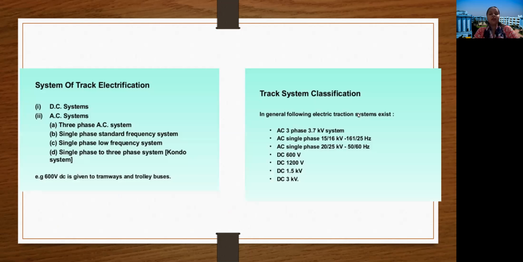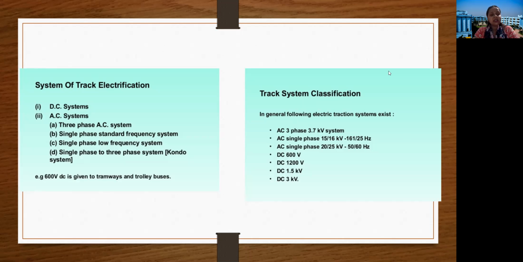Now, as I have already told you, an electric traction system can have different types of supply system, different types of voltages, different types of rated voltage. So what are the systems of track electrification? What are the different types? Firstly, this total track electrification can be categorized between DC and AC system.